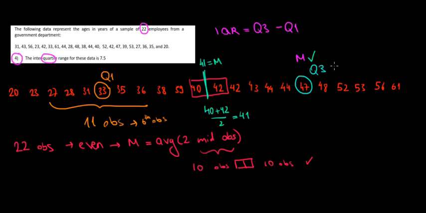And now with this in mind, we can actually calculate our interquartile range. The IQR is going to be the difference between 47 and 33, which is equal to 14. And that's it. We are done.